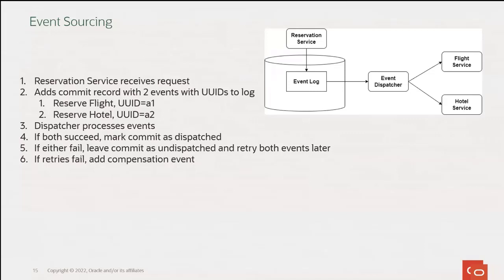Then the dispatcher picks up that event from the event log and tries to dispatch it to the appropriate service. If it succeeds, then it marks that it has been updated. If not, then it marks it as needing to be retried. Later it comes back and retries this.